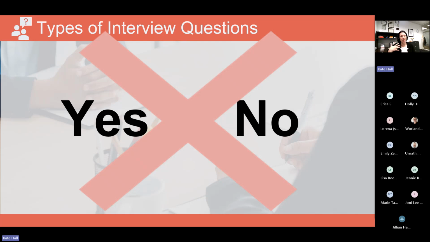I have heard so many horror stories of people asking yes or no questions. Do you have experience with collection development? Yes. Did that tell us anything? No. The yes or no questions are very vague, and you might be thinking, but people should know that they should add more information.